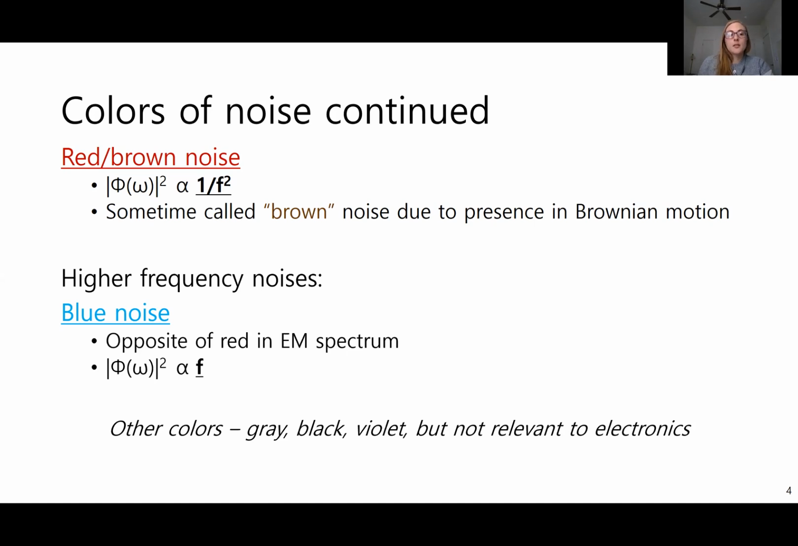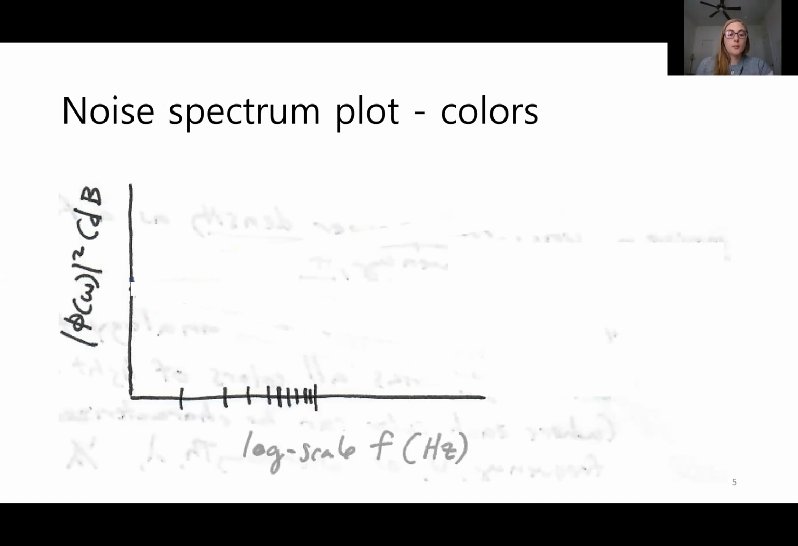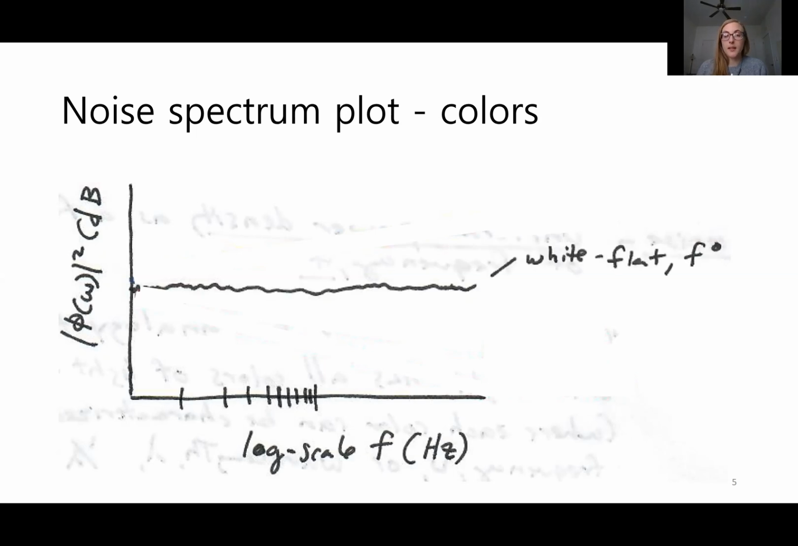So with these different colors, you can also make plots of this behavior. If we have our axes here, we can label our y-axis with our power spectrum, and this is going to be in units of decibels. So this is going to be a log scale on the y-axis. And then the x-axis will be our frequency, which will also be a log scale. And I have those little tick marks to emphasize that. So if we plot our white noise source, you already made plots of this in a lab, you would just have a flat line here. So this is F raised to the 0.